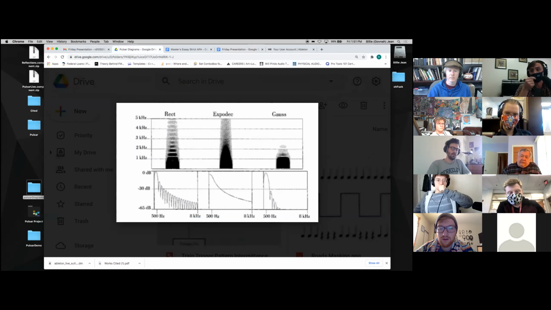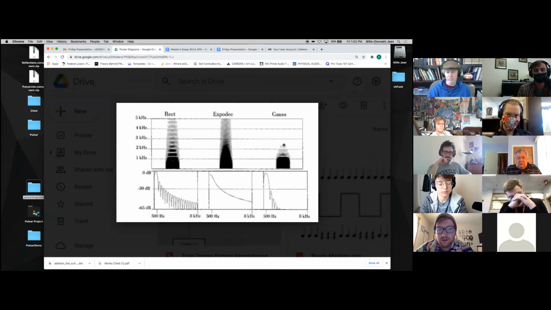Expo-Deck is actually the one I'm going to implement next, just because it looks and functions very similar to a rectangle, but without those nulls. So it is just a wider bandwidth version of the Gaussian, to me at least, how I interpret it. The Gaussian does still have some nulls, though. So right now it is just Gaussian.